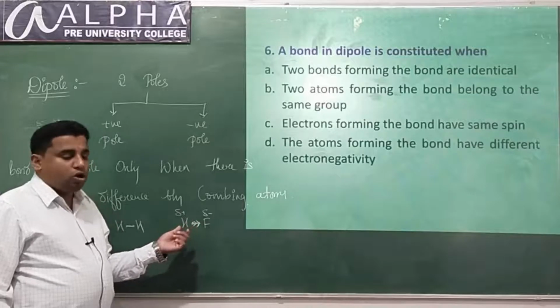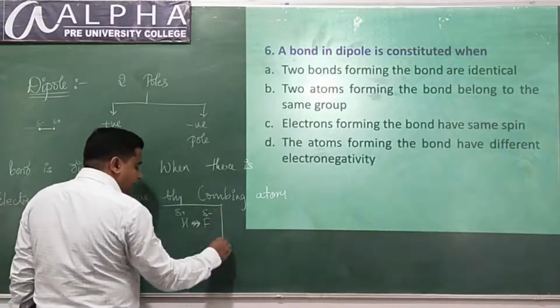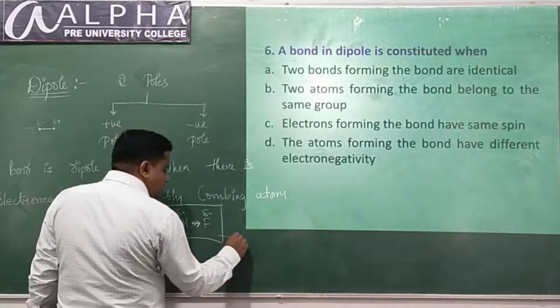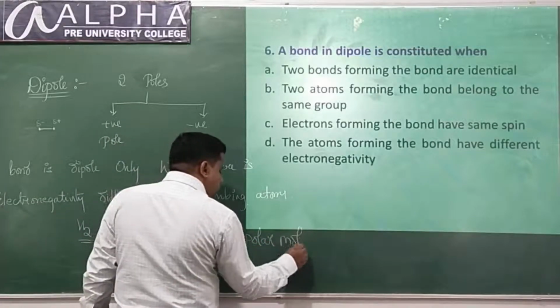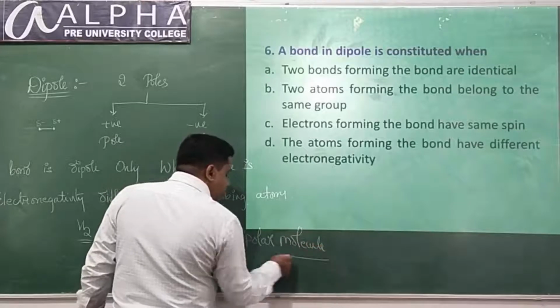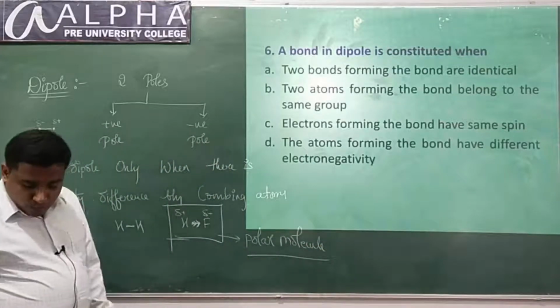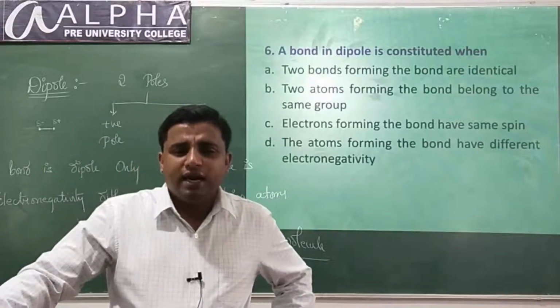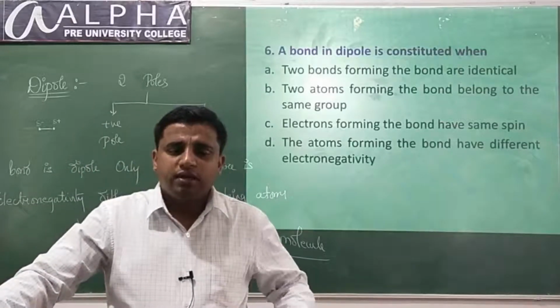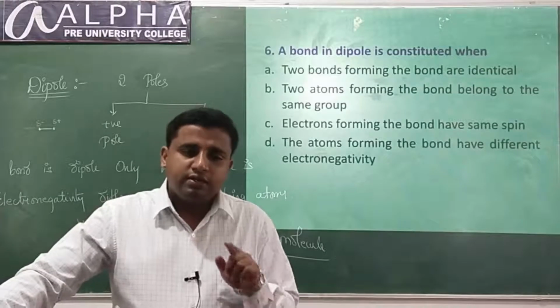Hence this bond is called a dipole bond, or else we call this molecule a polar molecule. Polar means poles, and poles means two poles: positive pole, negative pole. Positive pole and negative pole is nothing but a dipole. Is that simple? Okay.